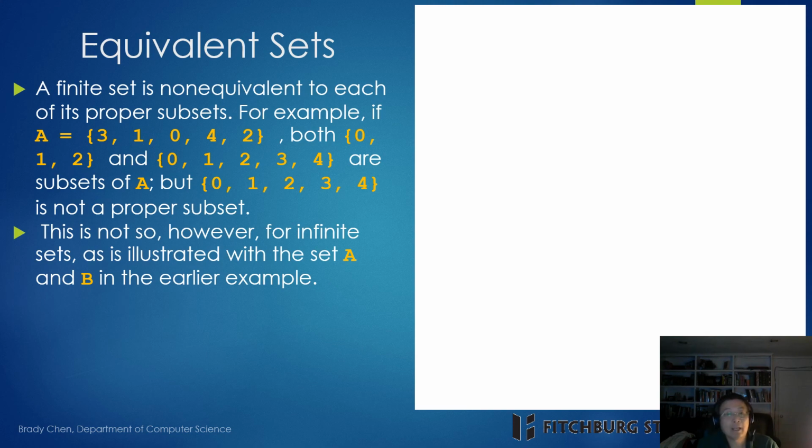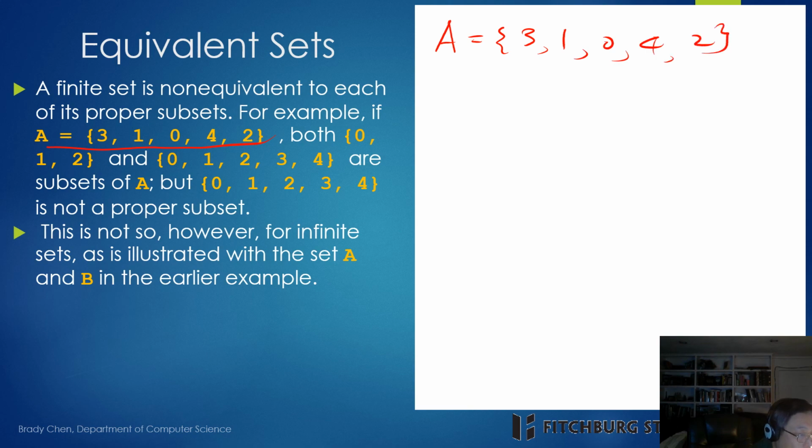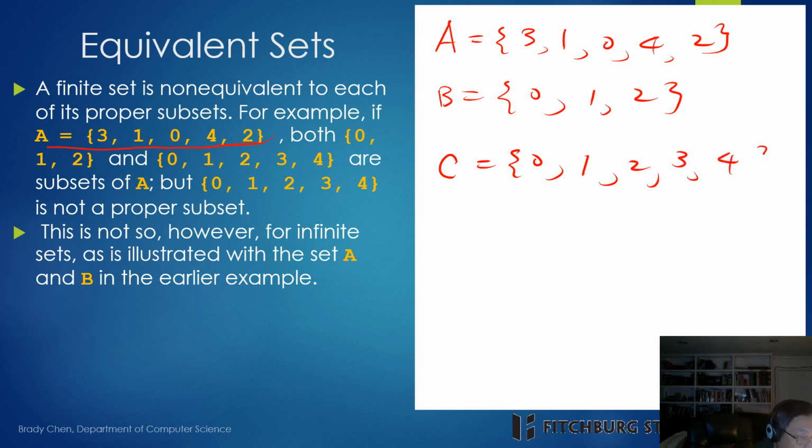Now, a finite set is non-equivalent to each of its proper subsets. For example, suppose I have a finite set A. In this case, A contains 3, 1, 0, 4, and 2. Then B is 0, 1, 2, right? And C is 0, 1, 2, 3, 4.